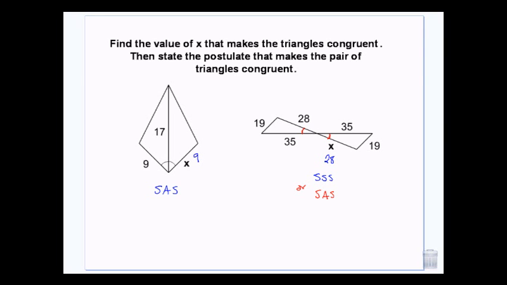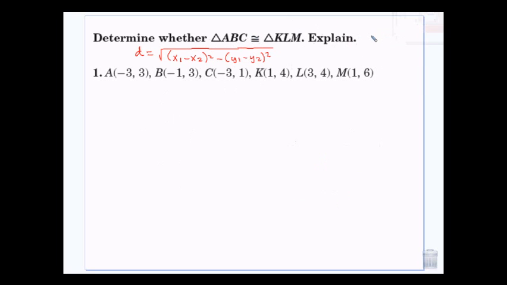So, okay, if you need to draw the triangles, you can draw them. A, B, C, and K, L, M, as long as you put them in the same order, right? So AB should be the same length as KL. BC should be the same length as LM, and AC and KM should be the same length. So we just need to find all of those lengths. So I'm going to do AB first.